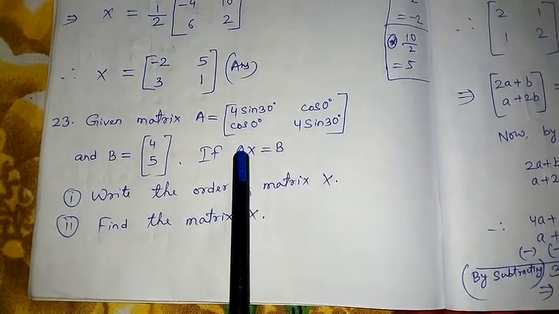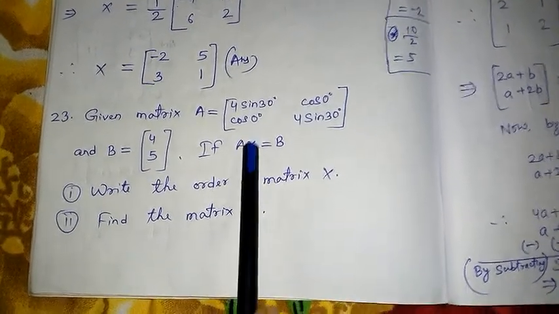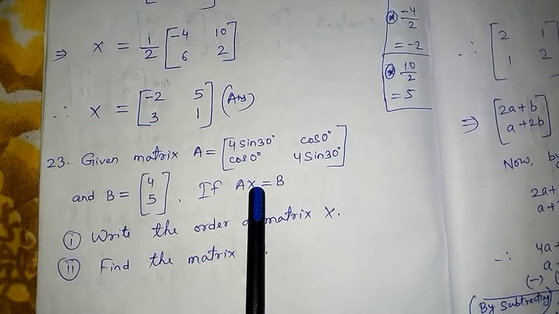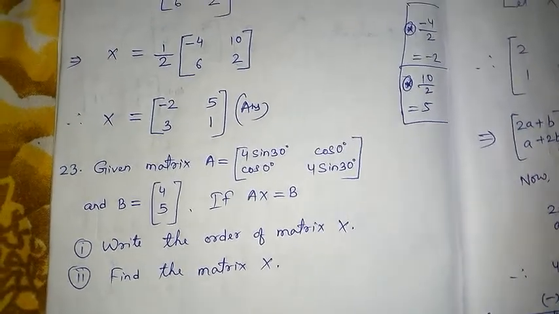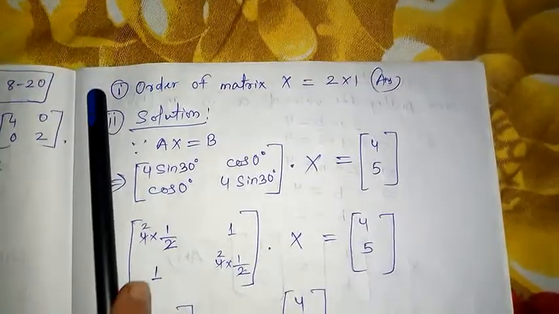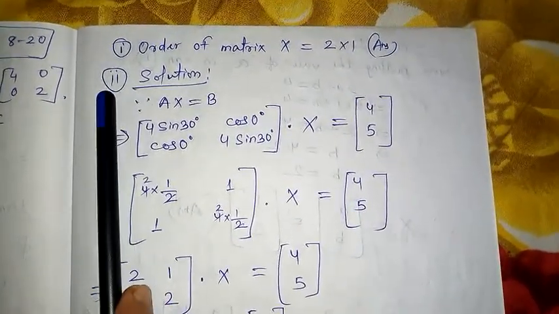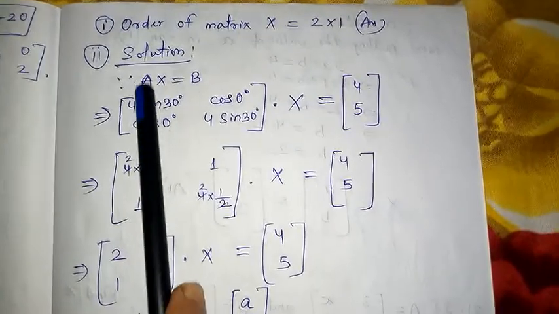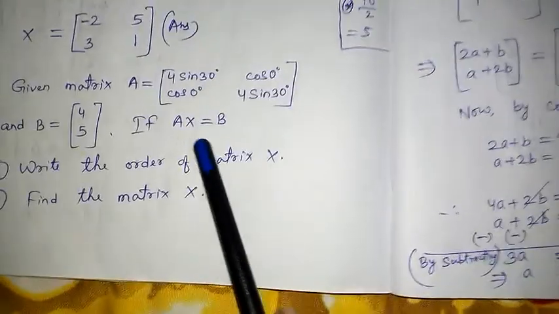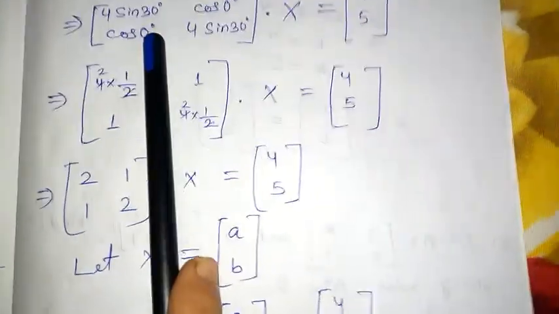From here the values of A and B are given, we have to find the value of X. Same like the previous question where we found the value of X, here also we have to find the value of X, but it's a little bit different question. For question number 1, what the answer is, I will explain after some time. First I will start number 2. Solution, we have AX equal to B. You can see in the question AX equal to B.